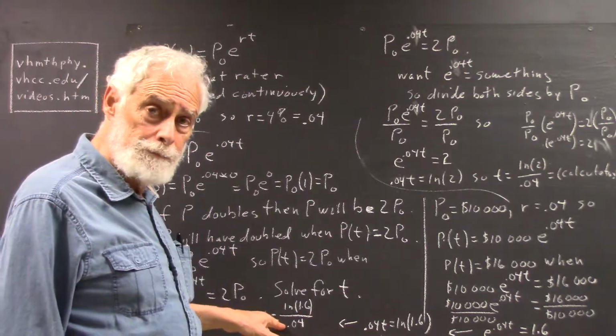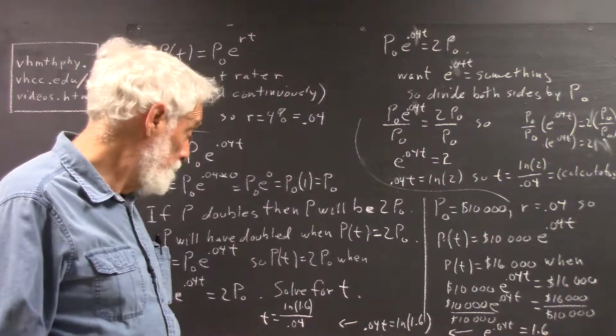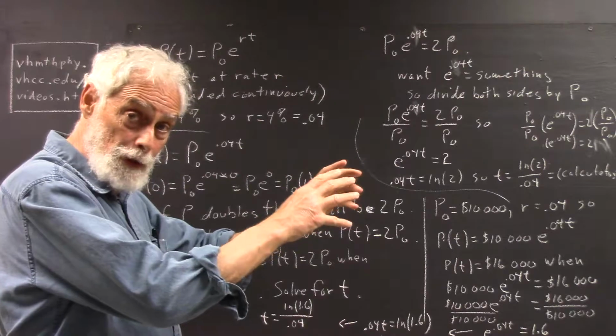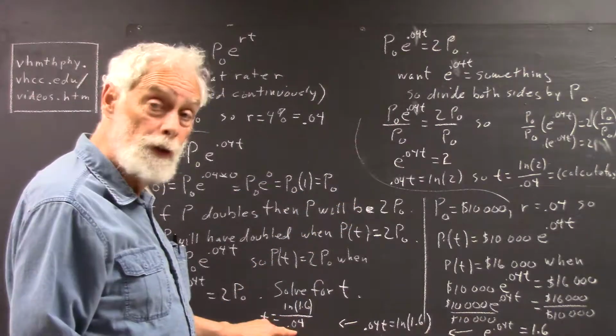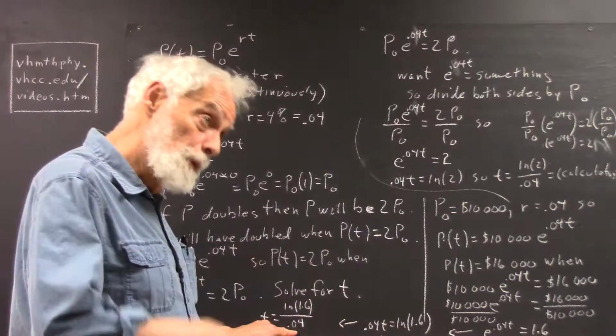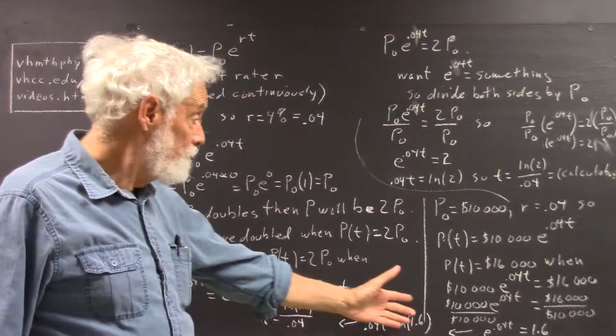I'm not going to do that. I'm going to punch it in. So I've got to punch it in, you've got to punch it in. Punch the natural log of 1.6 into your calculator, evaluate that, and divide by 0.04. Or if you understand that dividing by 0.04 is the same as multiplying by 25, you could use that. Okay? So there we have it.